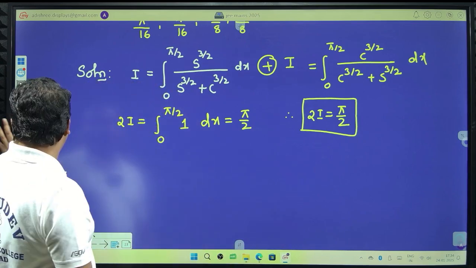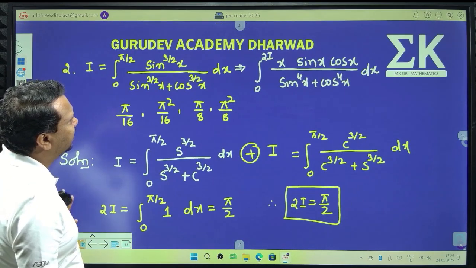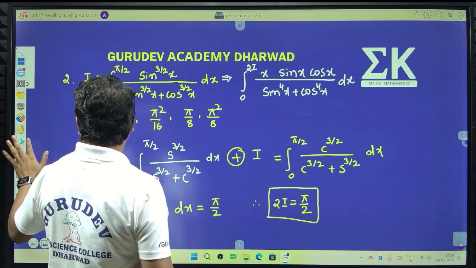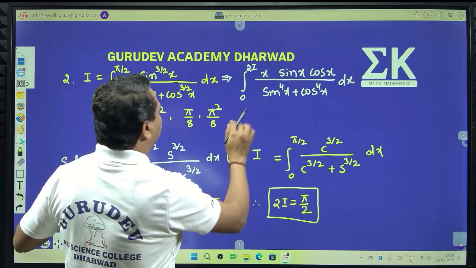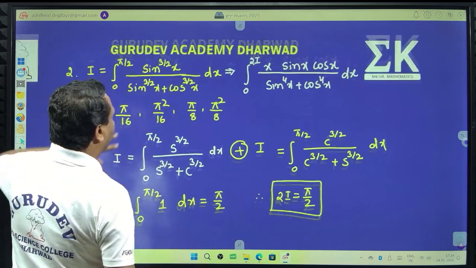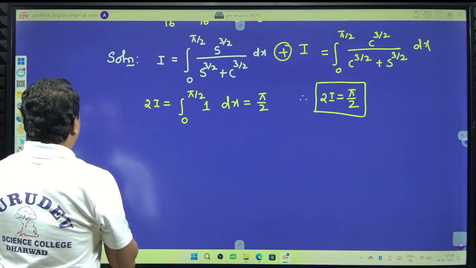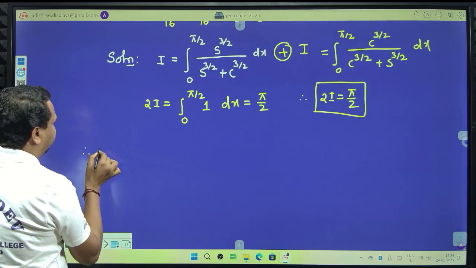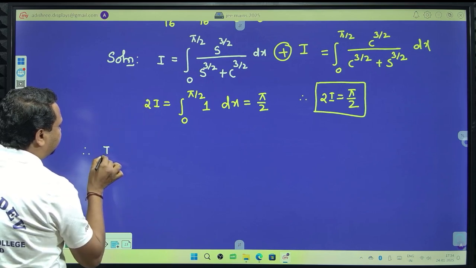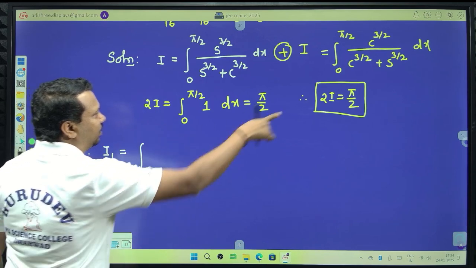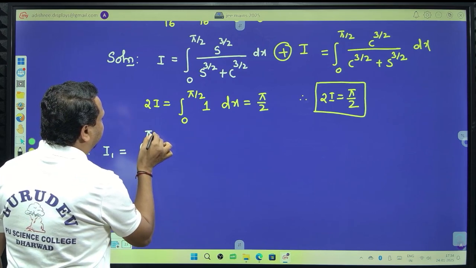Because the problem, yes, observe, here we have 0 to 2i, correct? 0 to 2i. So I am not interested in I. So let us take the actual problem now. So what is the actual problem? Let us make the difference. I have taken it as I, now I will change it to I1. That is 0 to 2i. What is the 2i value? Pi by 2.